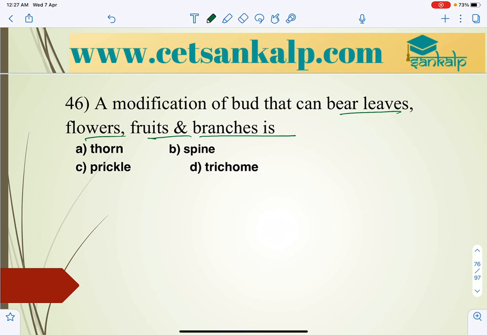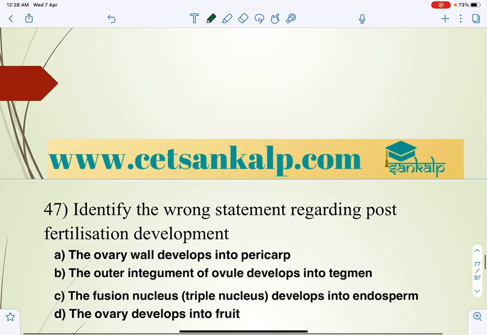Next, a modification of a bud that can bear leaves, flowers, fruits and branches is? So that is the 46th question. A sharp structure which leads to a thorn. It can be a leaf modification, flower, fruit and branches, that is a thorn.